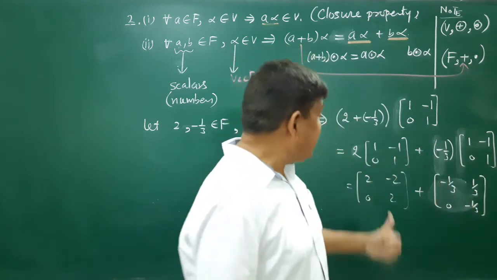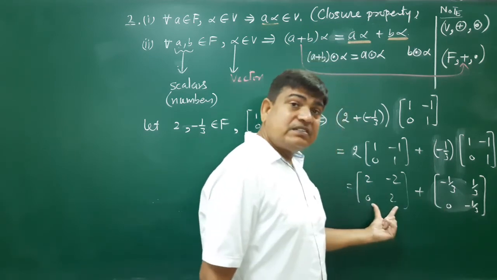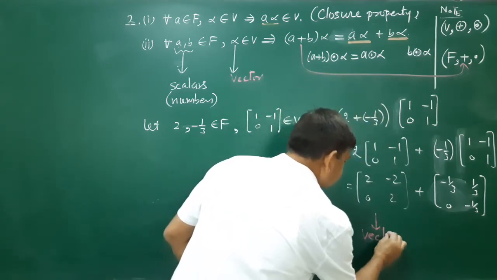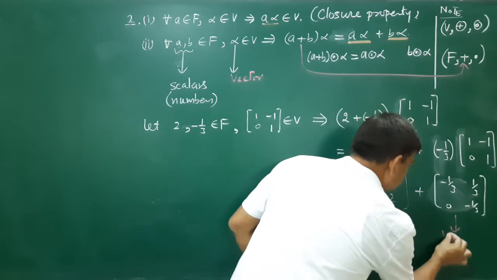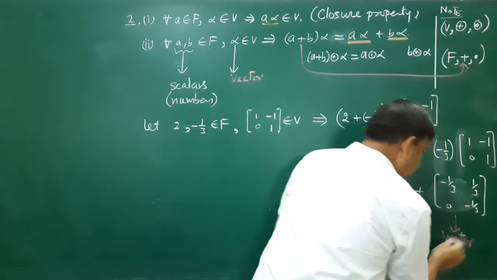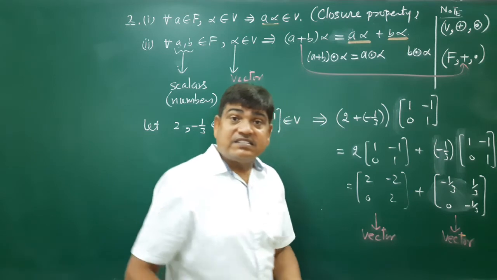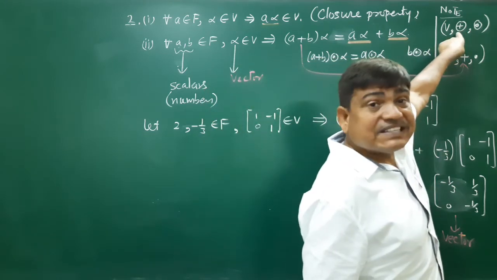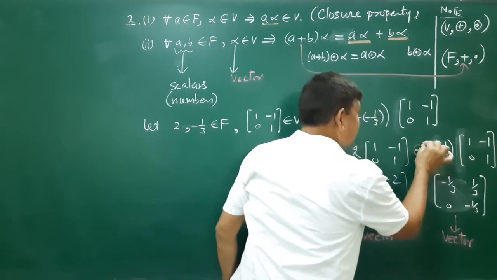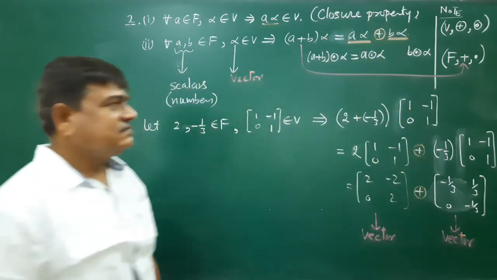That's why I am telling this as a vector. So this is a vector. This is also a vector. This is a vector. This is also a vector. But what is this? This is the sum of 2 vectors. In the sum of 2 vectors, this symbol is used. So here it is this symbol.